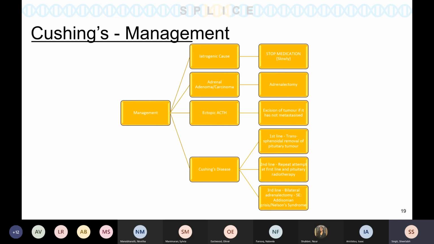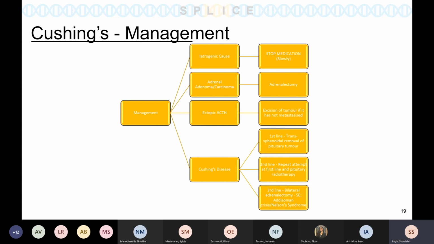With regards to adrenal adenoma/carcinoma, you do an adrenalectomy, so just take the adrenal glands out. Ectopic ACTH source, so you need to find that source. So whether that be a cancer in the lungs, bone, etc., breast tissue, excision of that tumor is needed as long as it's not metastasized.